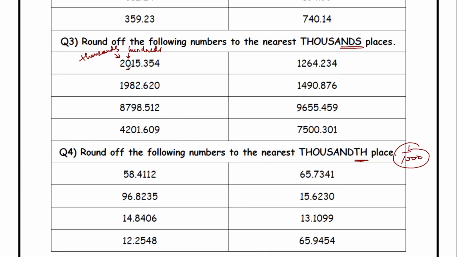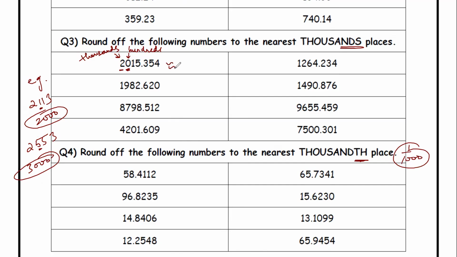And as usual, the rules remain the same. If the number in the hundredths place is greater than 4, then this digit increases by 1. If it's lesser than 5, like 1, 2, 3, 4, then it doesn't change. So for example, let's say it's 2113. This number out here is less than 5, so it becomes 2000. If it was 2553, this number is greater than 4, therefore it would become 3000. Got it?